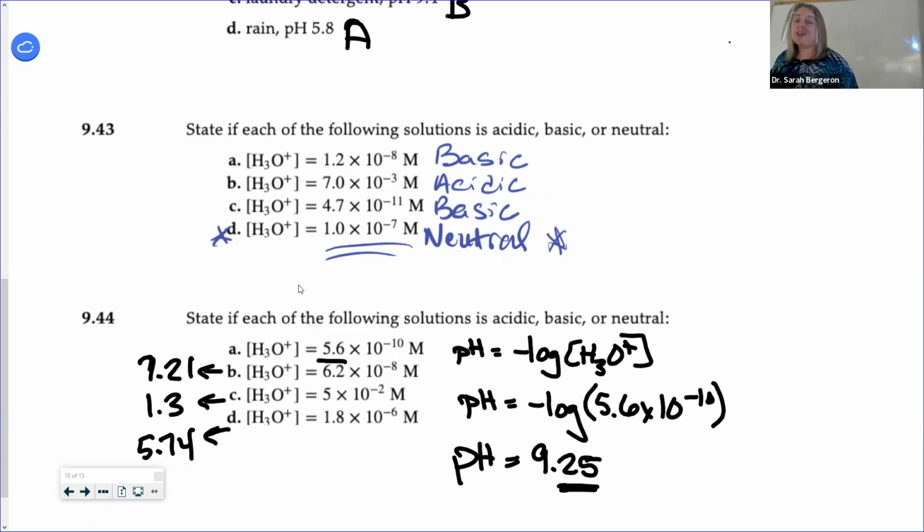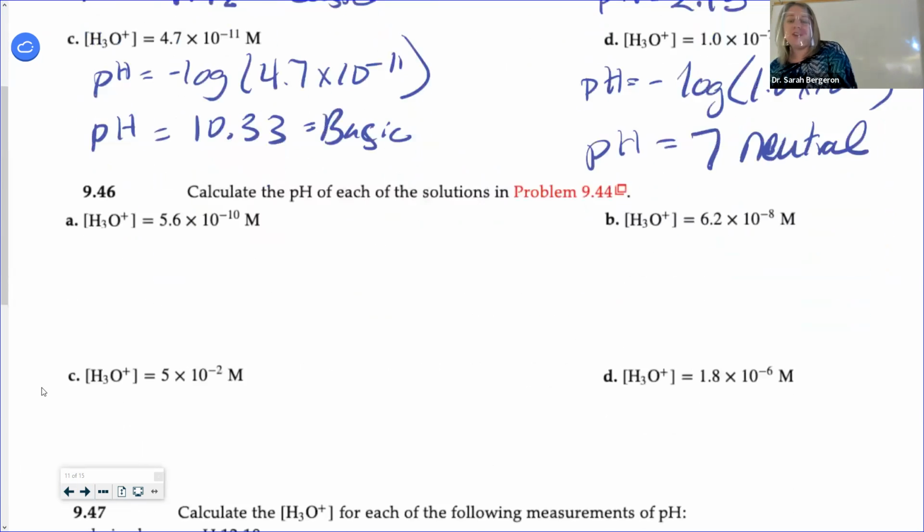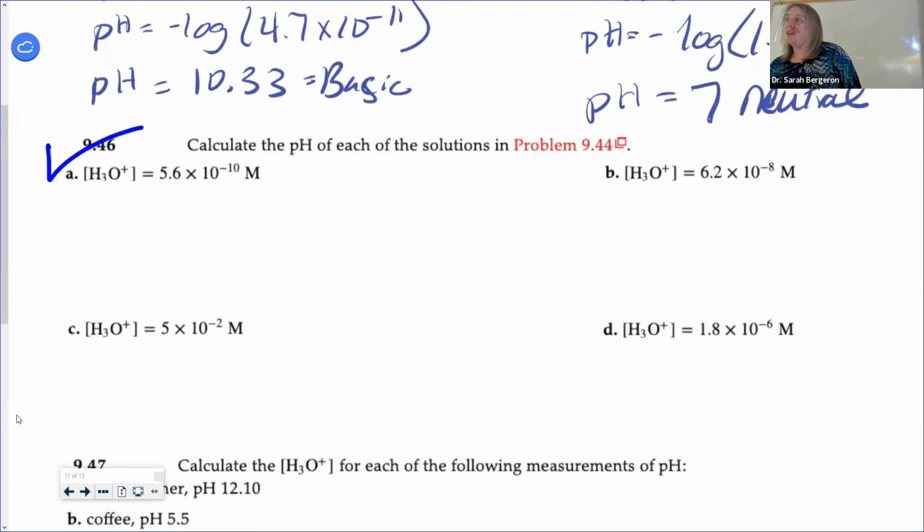Okay, now you're looking at these numbers. Can you easily tell me if it's an acid or a base? Absolutely. So tell me for A, because A is really down here. Is A an acid or a base? Base. Is B an acid or a base? Base. C, acid. D. Wasn't that so easy? I think that's the easiest way to do it. Okay. All right. So the next question said calculate pH of each of the solutions in problem 9.44. We did it. We're done. We did it. Right?